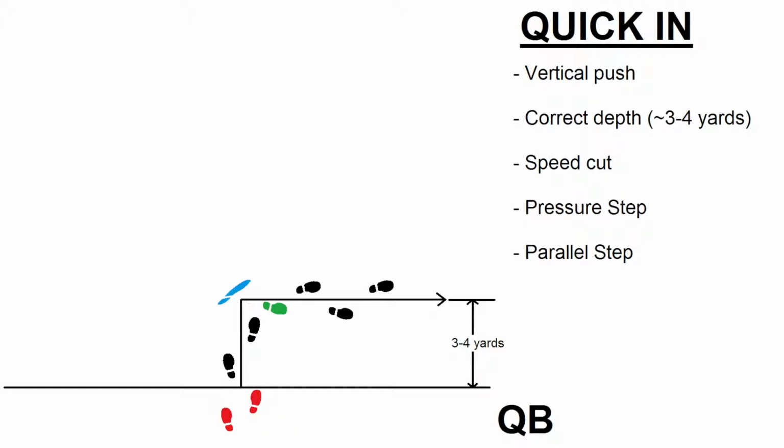We have a pressure step at the height of our route where we have our foot at a 45-degree angle. Push off and snap your head back towards the quarterback. After our pressure step, we immediately have a parallel step that makes sure we run the route parallel to the line of scrimmage and don't fade upfield. On the diagram, the pressure step is represented by the blue foot and the parallel step is represented by the green foot. Now let's see this demonstrated.